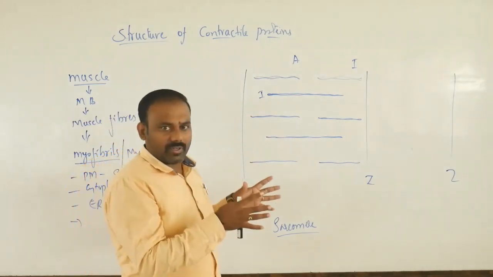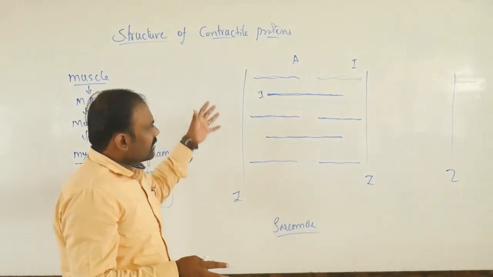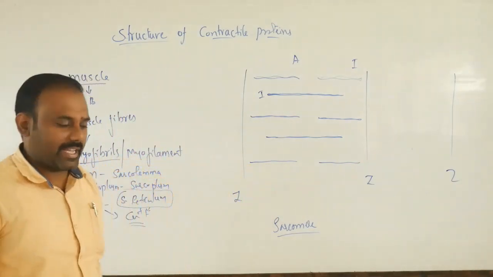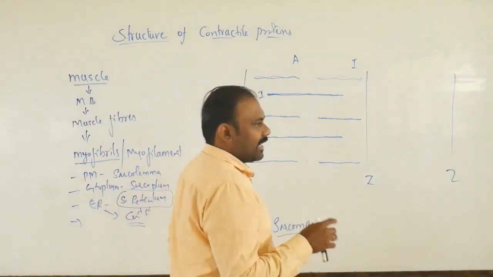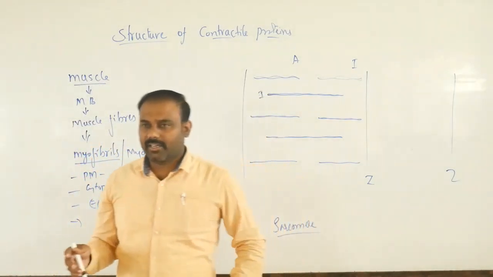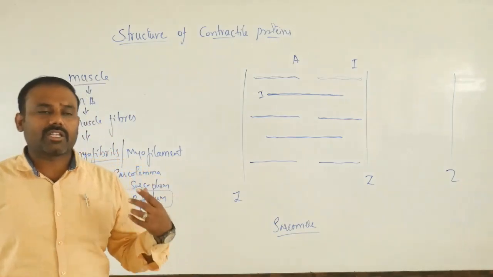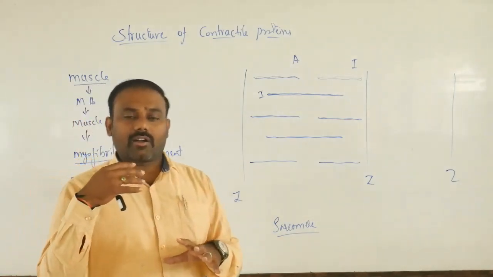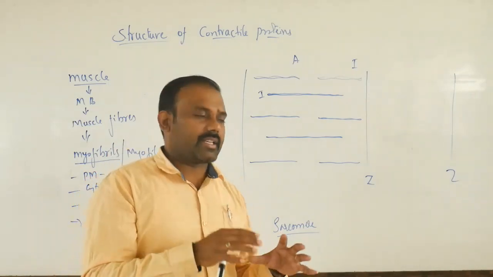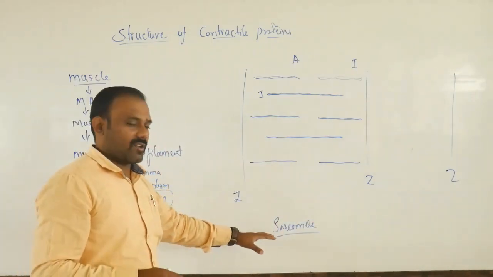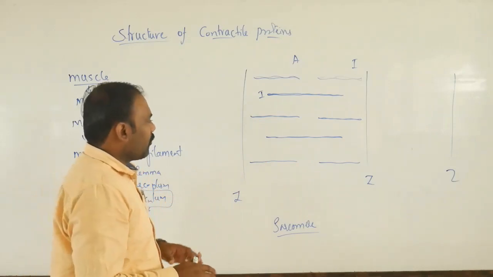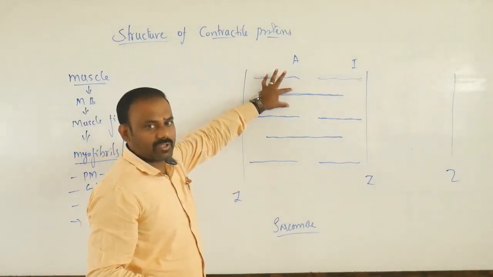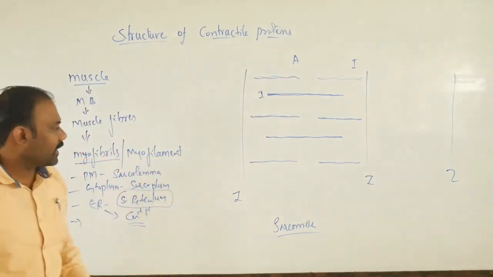This is completely based on one proposal given by H. Huxley, called the sliding filament theory. That we'll discuss later. Before entering into the sliding filament theory, that is, how the contraction and relaxation takes place in the muscle units, that is, in the sarcomere, before entering into that, what is the actual structure of this actin and this myosin? Yes or no? That we'll discuss in today's class.